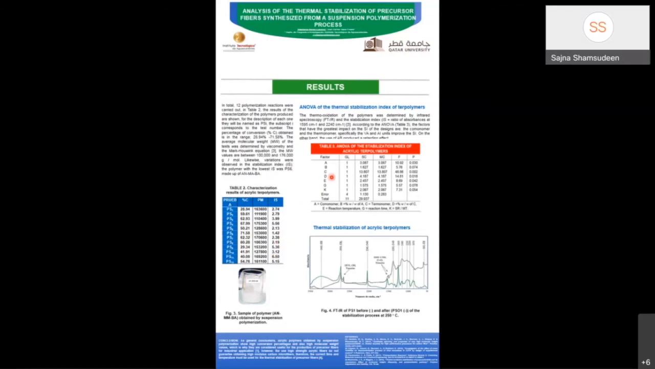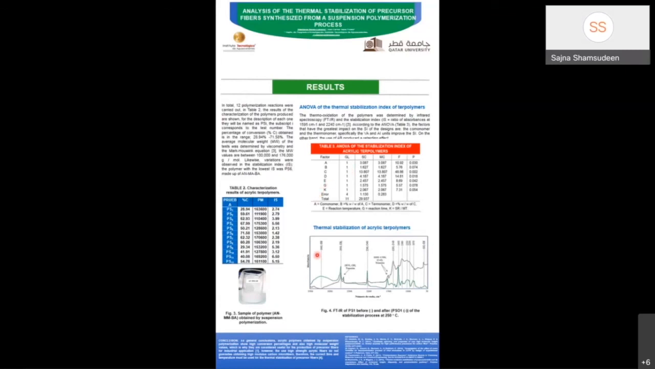In another way, the oxidation of the terpolymers was determined by infrared spectroscopy, FTIR, and the stabilization index. According to the ANOVA, Table 3, when the p-value is less than 0.05, the factors have a significant impact on the stabilization index. The comonomer and the termonomer, specifically itaconic acid units, improve the stabilization index of the polymers. On the other hand, the use of boric acid produces a retarding effect.